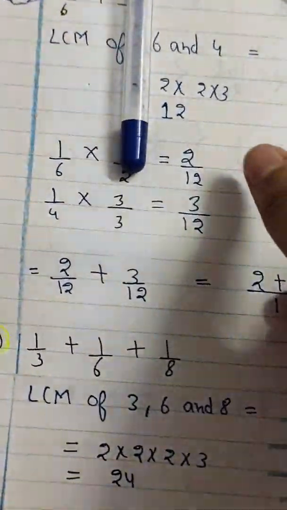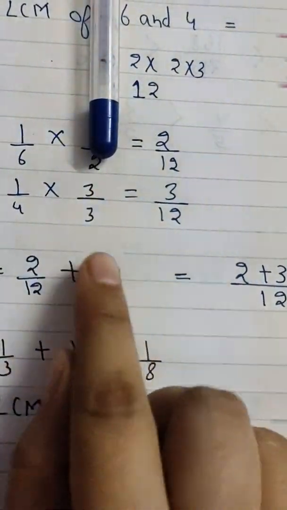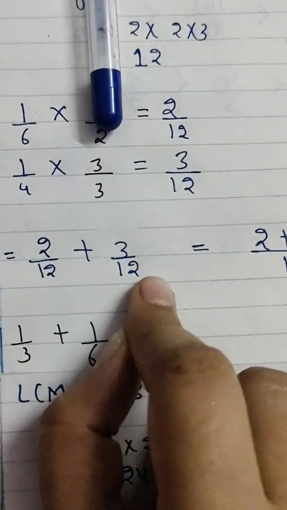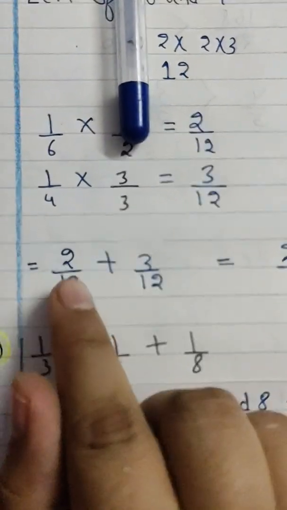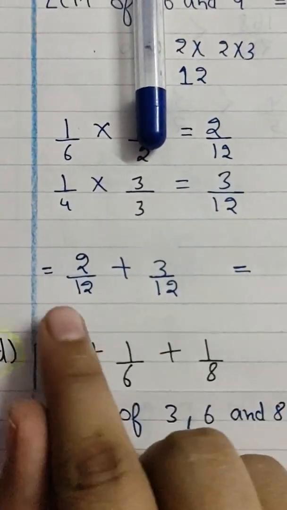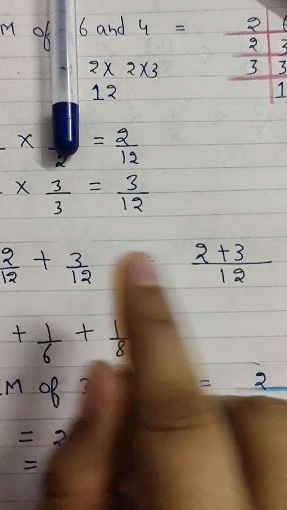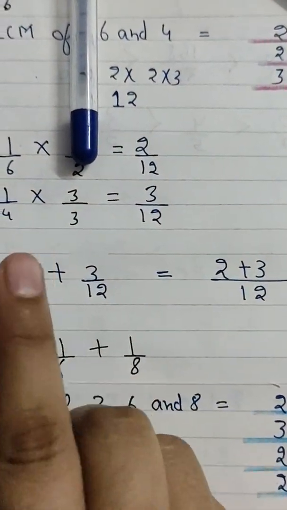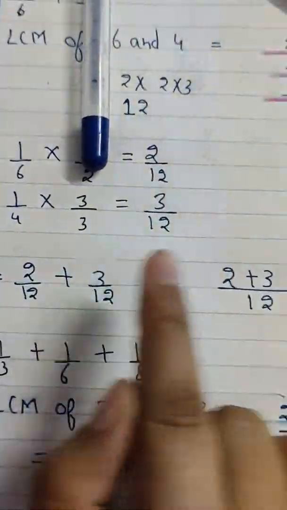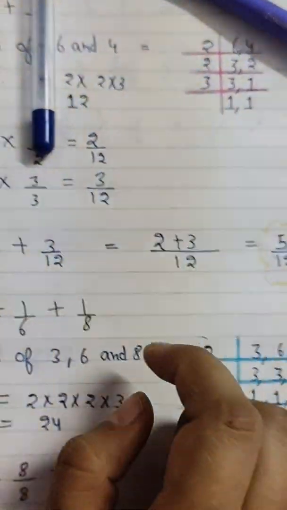Now we have to add, so we will add like this. Firstly you will write 2 by 12 and 3 by 12. In addition and subtraction, you will not add the denominators. Please do remember this, you will not add the denominators. Do not write 12 plus 12 is 24, do not write that. You will take the common denominator, write 12 once, and only add the numerators. In subtraction also you will only subtract the numerators. So 2 plus 3 is 5, so 5 upon 12 is the answer.